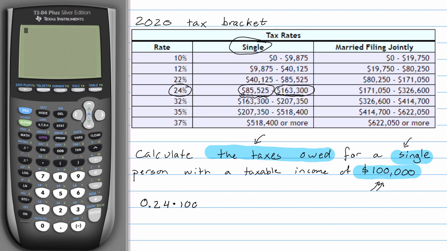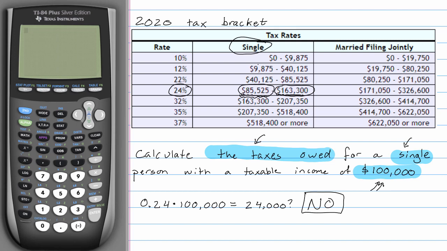of $100,000, which is $24,000. No. Why not? Because these are what are called marginal tax rates.